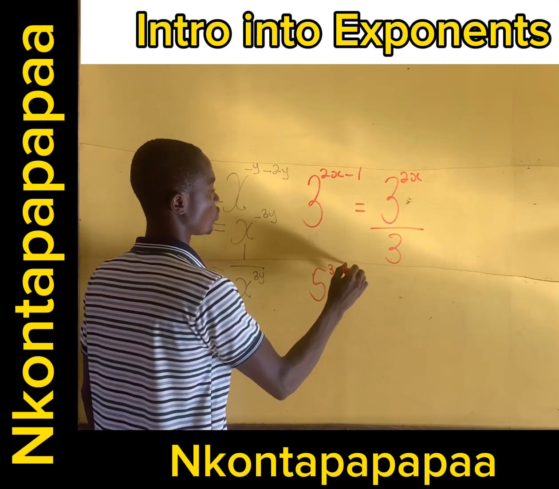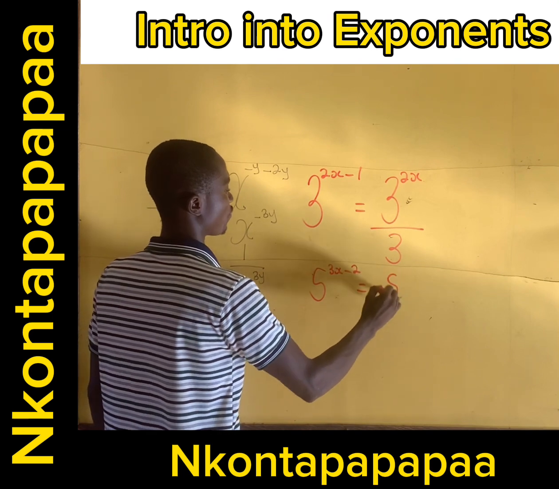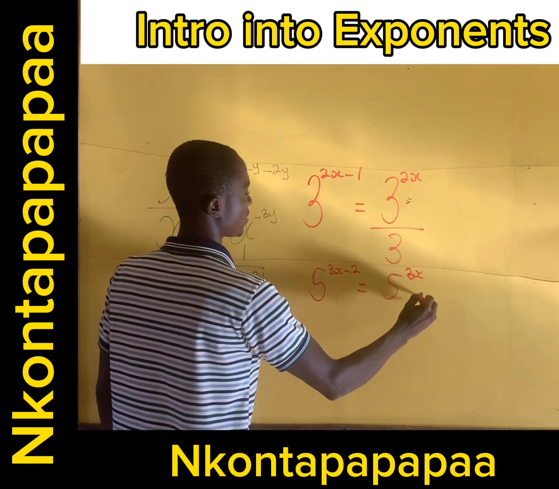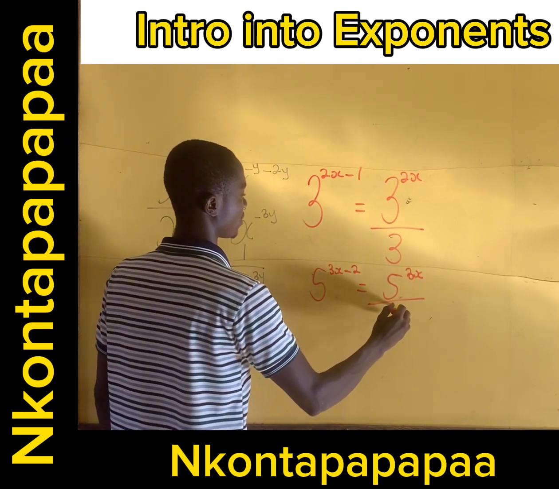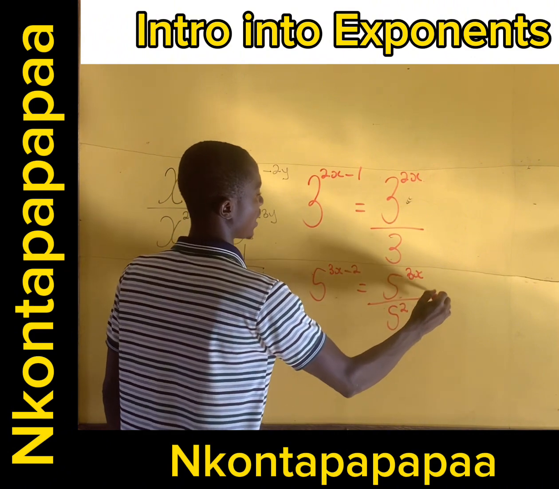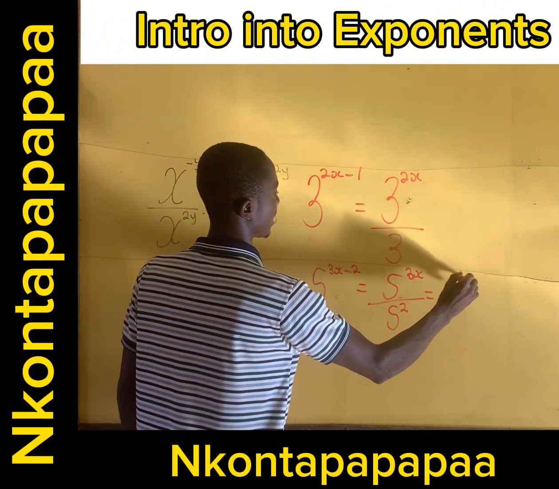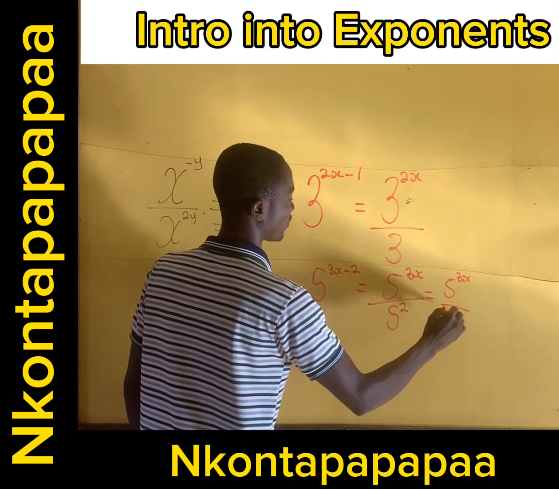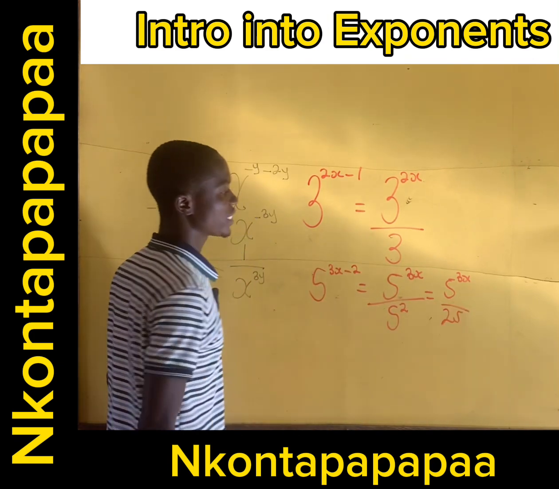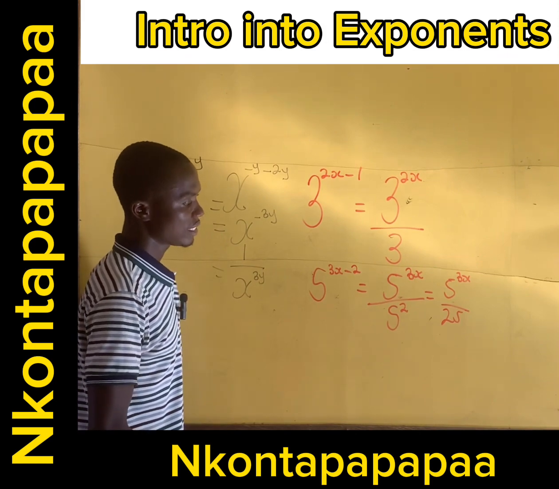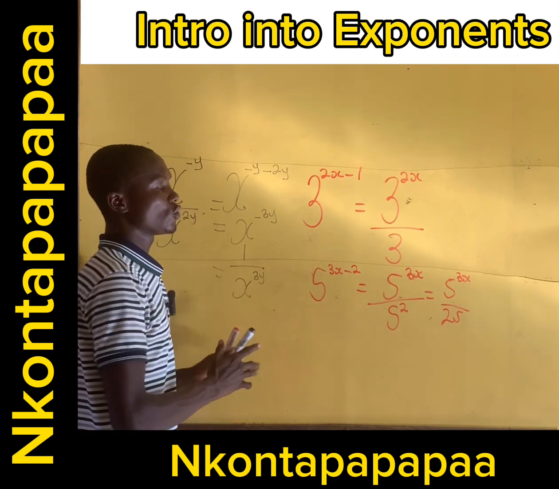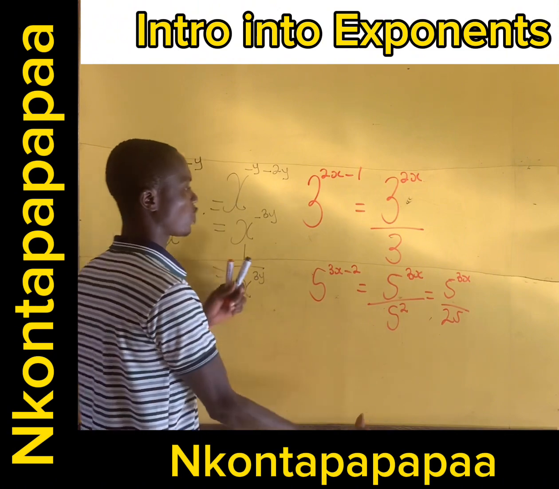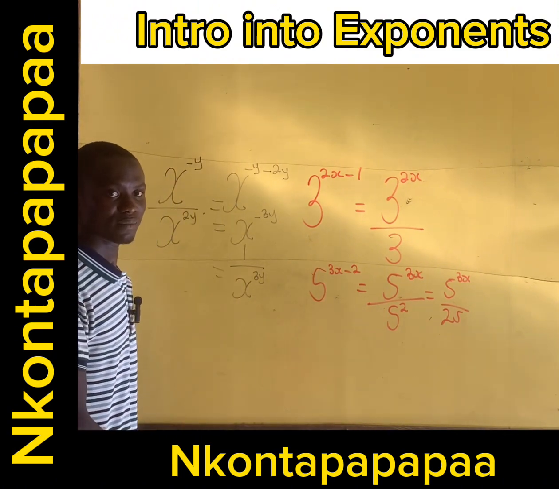Okay, let me do minus 2. Then this is the same as 5 exponent 3x divided by 5 exponent 2. And 5 exponent 2 is 25. So this is the same as 5 exponent 3x divided by 25. So don't think of going forward only. You can also come backwards.